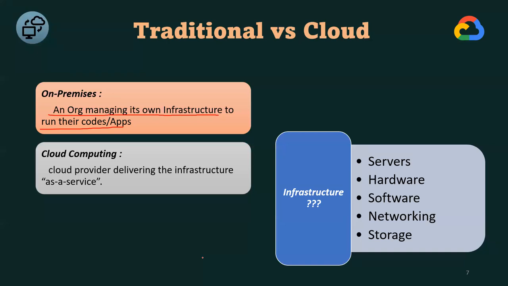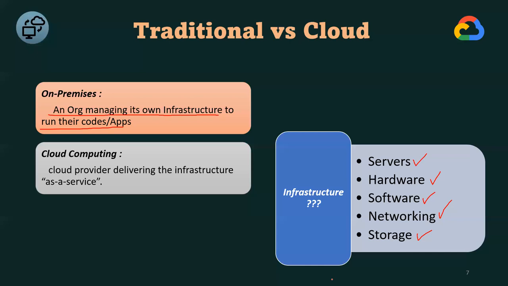What is infrastructure, sir? Some people ask me, what is infrastructure? It can be a server, it can be hardware, it can be software, it can be networking, it can be storage. All of these things we call an infrastructure. So if an organization manages its own infrastructure to run their codes and applications, we call it a traditional working model.